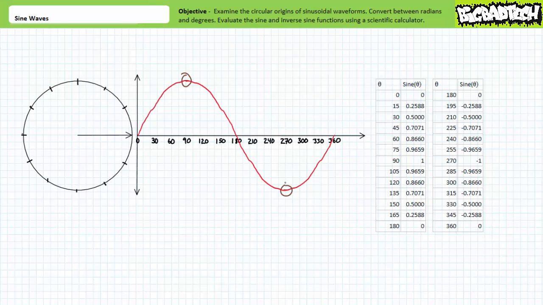Given we're using a unit circle, the positive peak is positive 1 unit above the axis, and the negative peak is 1 unit below, or negative 1 unit. It should be noted that 180 degrees separates the positive and negative peaks, as do the zero crossings.